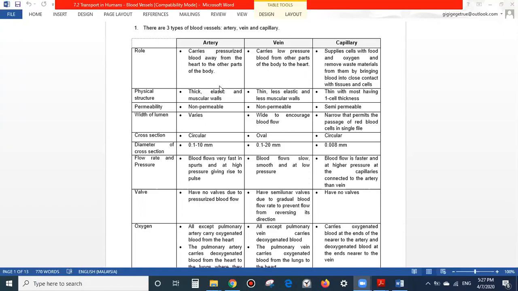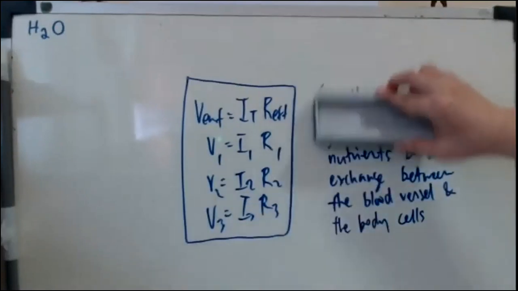At the same time, artery is elastic so that when it expands, it can push the blood back into the blood vessels. In other words, due to its elastic wall, artery is able to maintain the high blood pressure along the artery. You guys understand? Not really. Okay, I'll explain the elastic again.